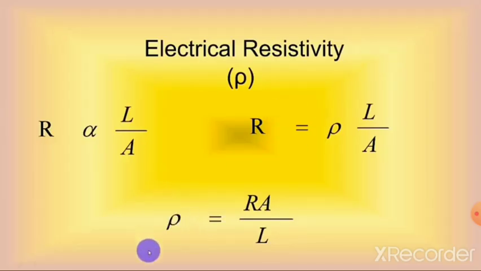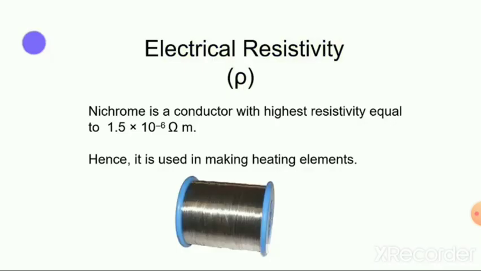If you want the term rho, then you have to rearrange this equation. Rho is equal to RA by L, and this is the important term which is termed as the electrical resistivity. Nichrome is a conductor with a high resistivity, equal to 1.5 into 10 to the power of minus 6 ohm meter. So it is used in making heating elements.